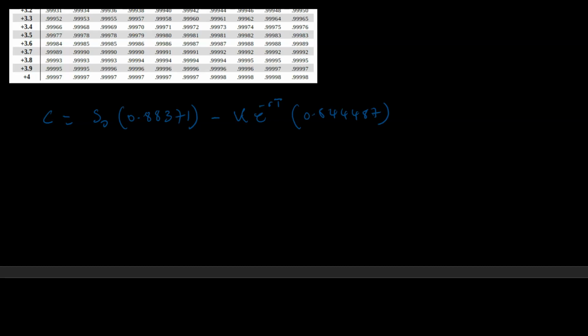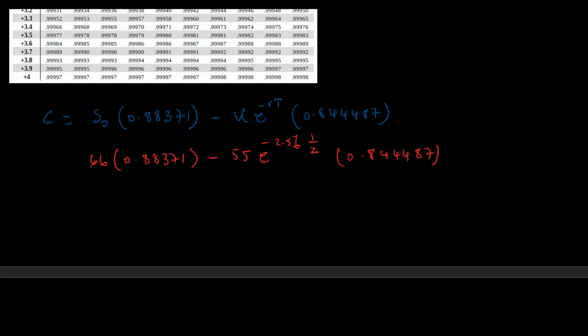Alright, so what do we have here? We have the stock price is 66 multiplied by 0.8371 minus the strike price, which is 55, and then we have the present value, or the interest rate was 2.5%, T is 1/2, and we multiply that by 0.8444. We just do the math here and we find our call option value.